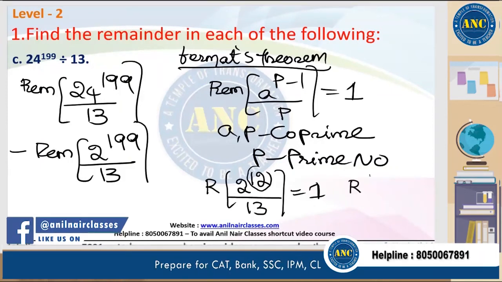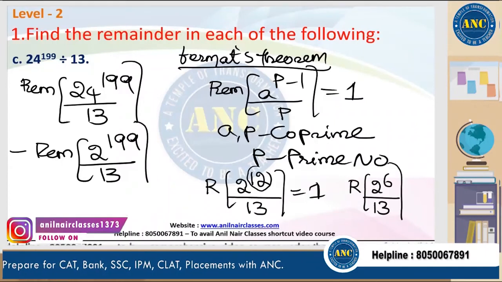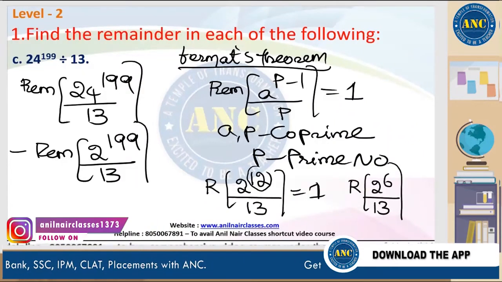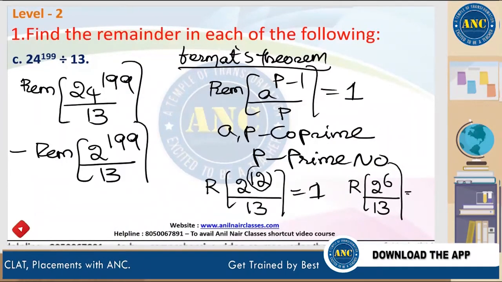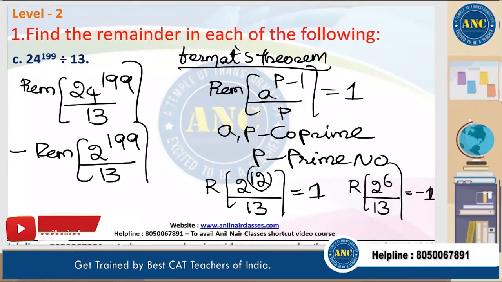Suppose I take 2 power 6 by 13. 2 power 6 is 64. 13 5s are 65. The negative remainder is minus 1.